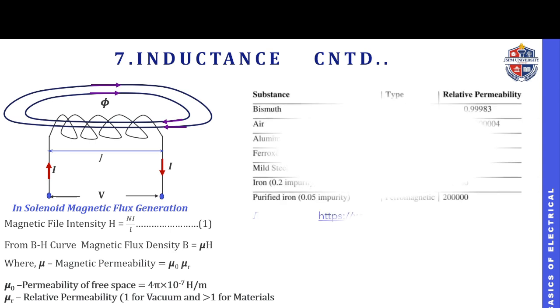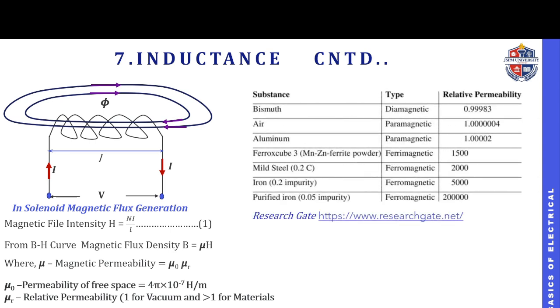Assume I got this from ResearchGate, the content, see the substances on the left side. Air has a relative permeability of 1. At the same time, aluminium is also more or less 1. Then ferrite cube has a relative permeability of 1500, and mild steel has a relative permeability of 2000. This is just for understanding how the relative permeability varies with respect to the material.